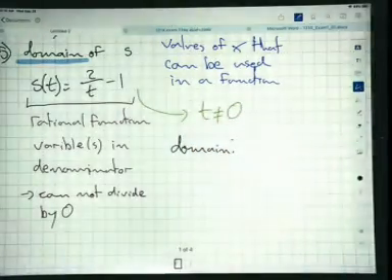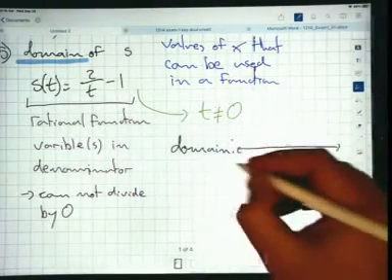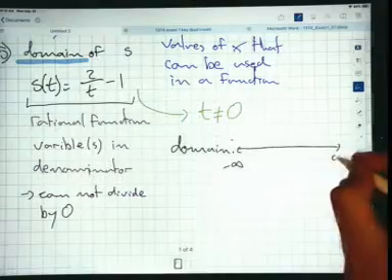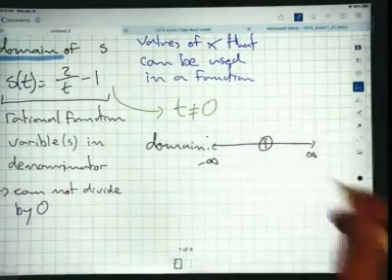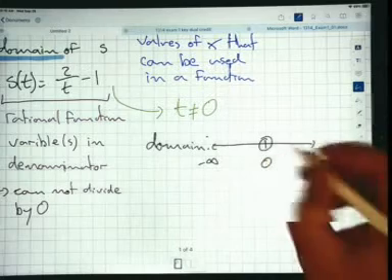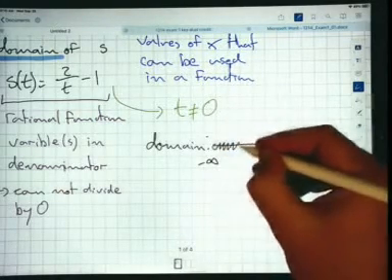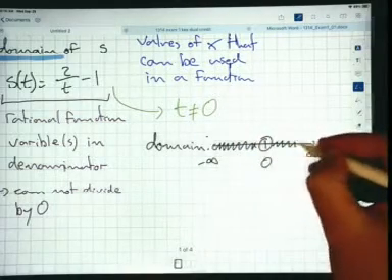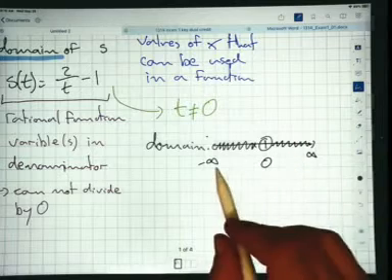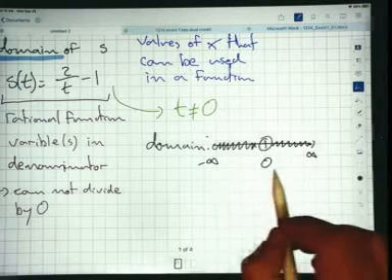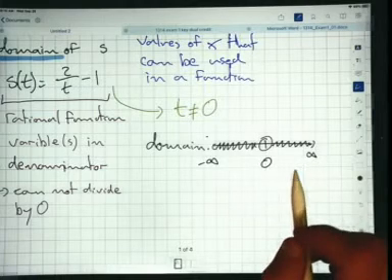I'm going to reverse engineer this. Let's think about a number line from negative infinity to infinity. Now, the one thing that we can't plug in is 0. So I'll put an open circle around 0, but everything else works. So this is my domain in a graphical interpretation. Everything from negative infinity to 0 and everything after 0 all the way up to infinity.